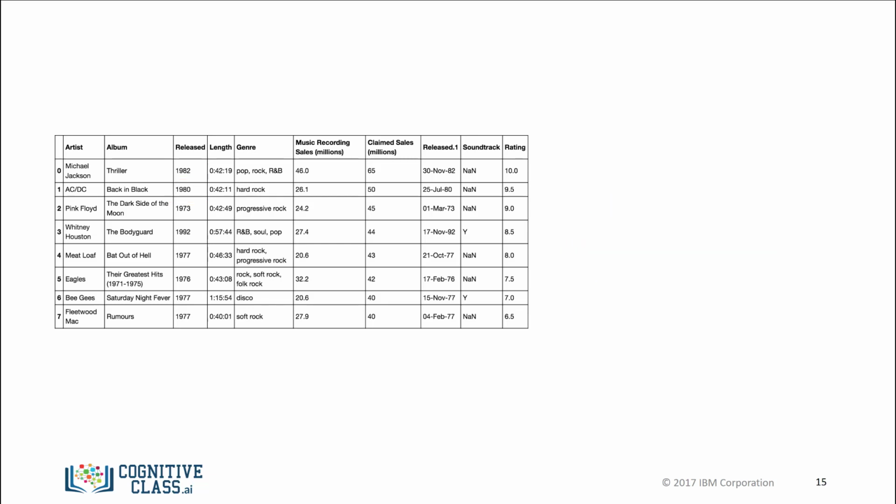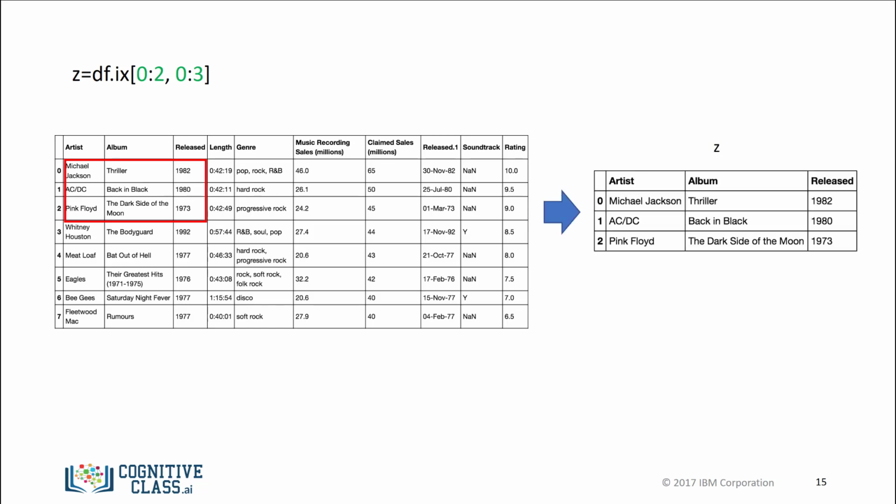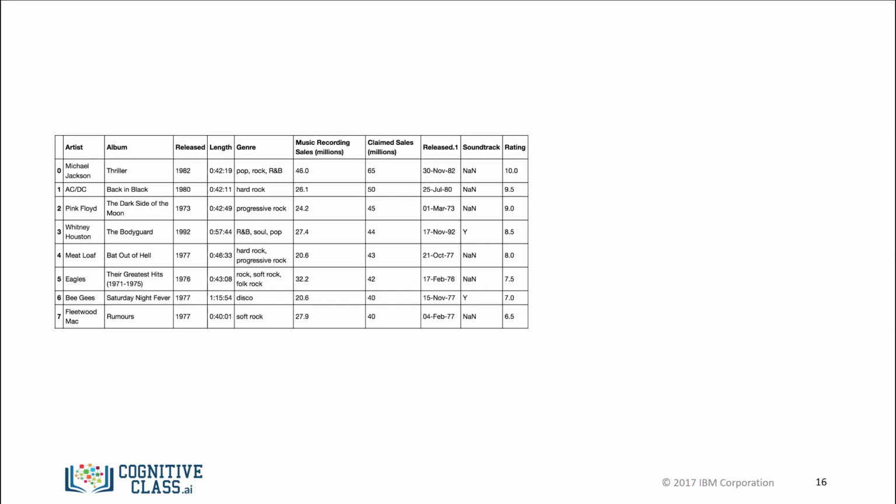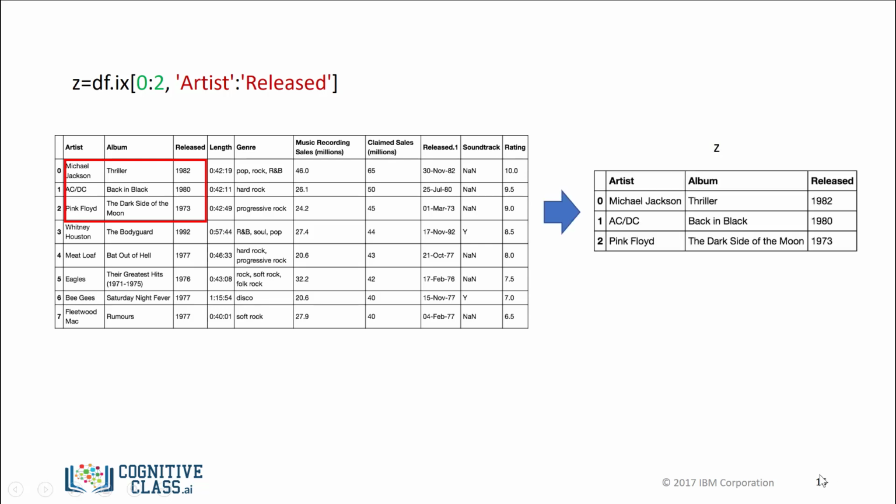You can also slice data frames and assign the values to a new data frame. We assign the first 2 rows and the first 3 columns to the variable Z. The result is a data frame comprised of the selected rows and columns. You can also slice data frames and assign the values to a new data frame using the column names. The code assigns the first 3 rows and all columns in between to the columns named Artist and Released. The result is a new data frame Z with the corresponding values.